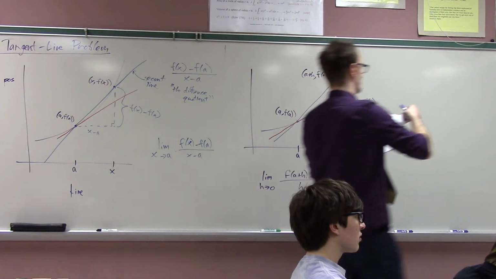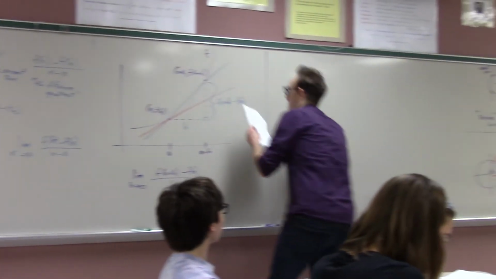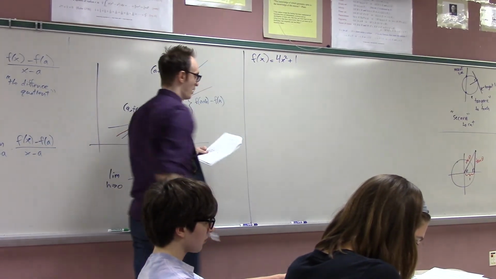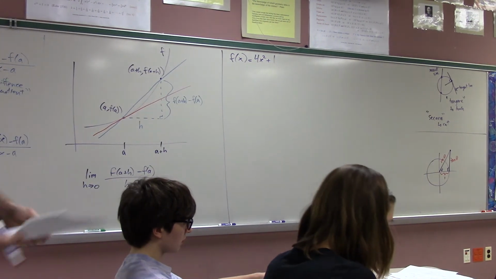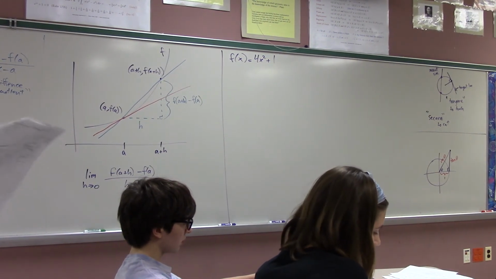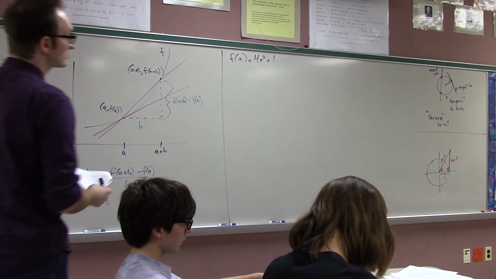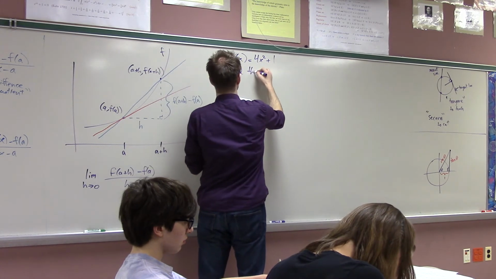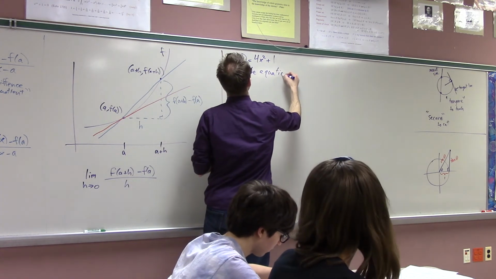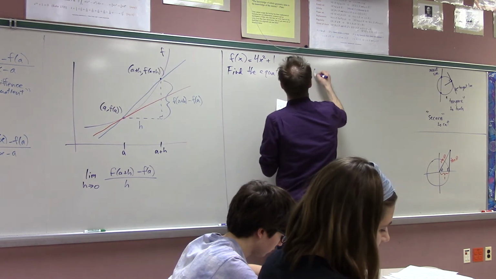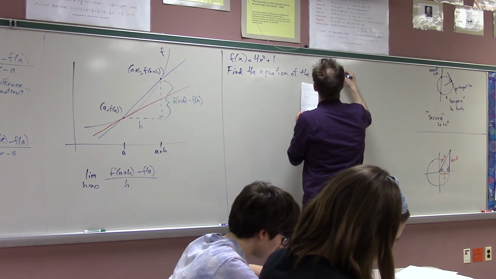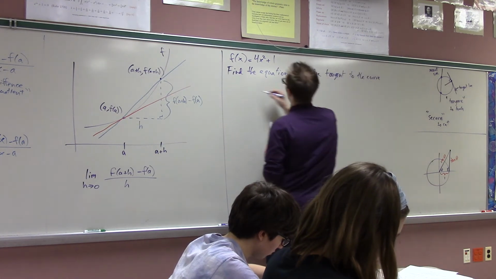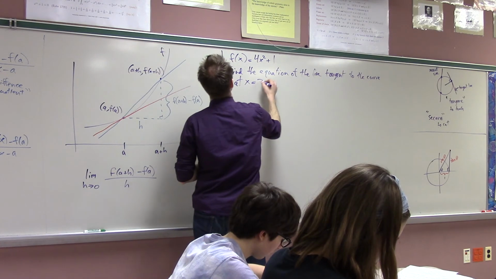So now we're going to solve an actual math problem. So here we go. Take the function f of x equals 4x squared plus 1. Task: find the equation of the line which is tangent to the curve at x equals 3. Find the equation of the line tangent to the curve at x equals 3.